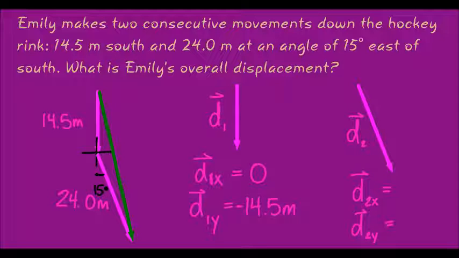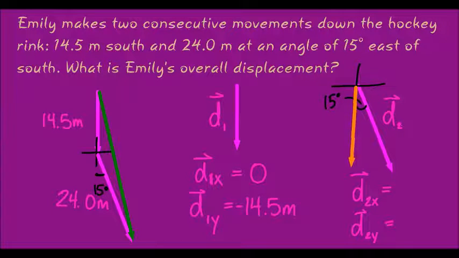For my second vector, I'm going to have to find those components using trig. So, just listing some of the things that I know with this vector, I know this angle here is 15 degrees. Draw the components of this vector. My y component goes downward like that. My x component goes straight across.